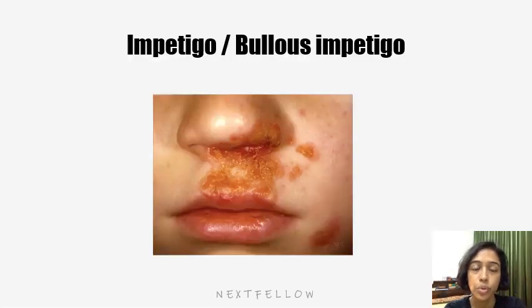I'm going to show you a few photos and descriptions of these important vesico-bullous conditions. We're starting with the intraepidermal lesions, or the superficial blisters, flaccid blisters. The first is impetigo and its variant, bullous impetigo. As you can see here, there are perioral lesions. These are honey-colored crusted lesions overlying a raw erythematous base.